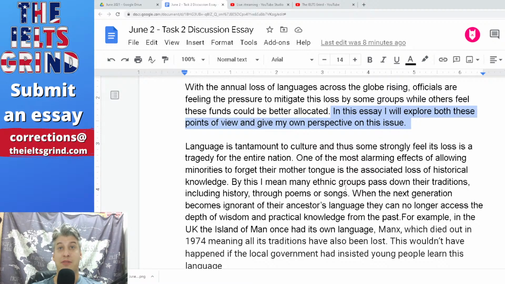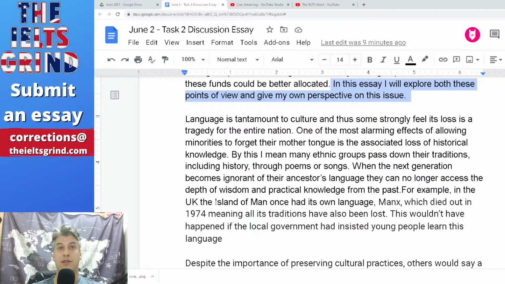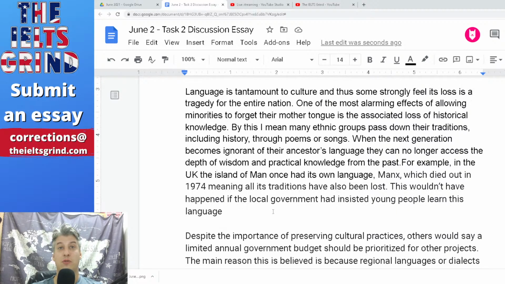By this I mean many ethnic groups pass down their traditions, including history, through poems and songs. When the next generation becomes ignorant of their ancestors' language, they can no longer access the depth of wisdom and practical knowledge from the past. For example, in the UK, the island of Man, I don't think that should be capitalized, that's my mistake. The island of Man once had its own language, Manx, which died out in 1974, meaning all its traditions have also been lost. This wouldn't have happened if the local government had insisted young people learn this language.